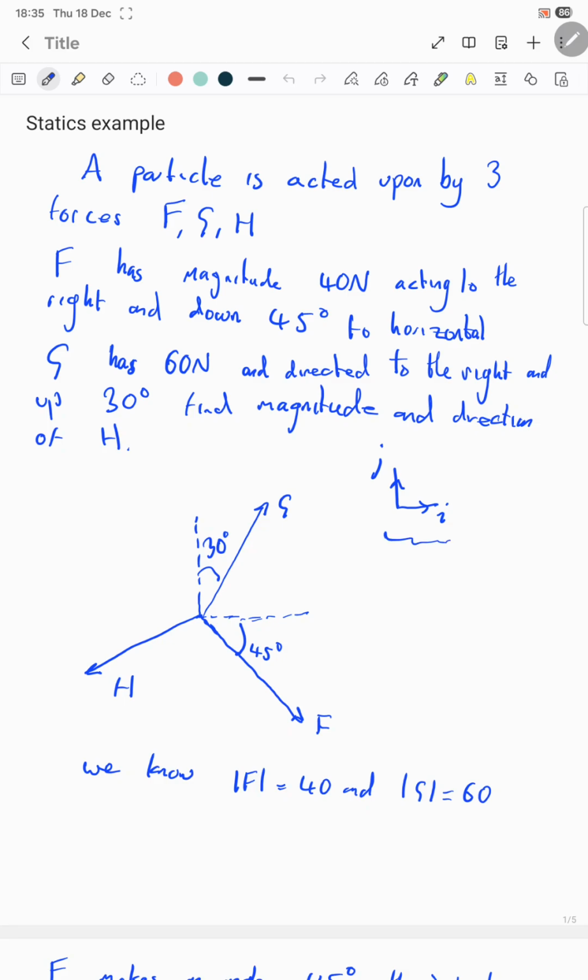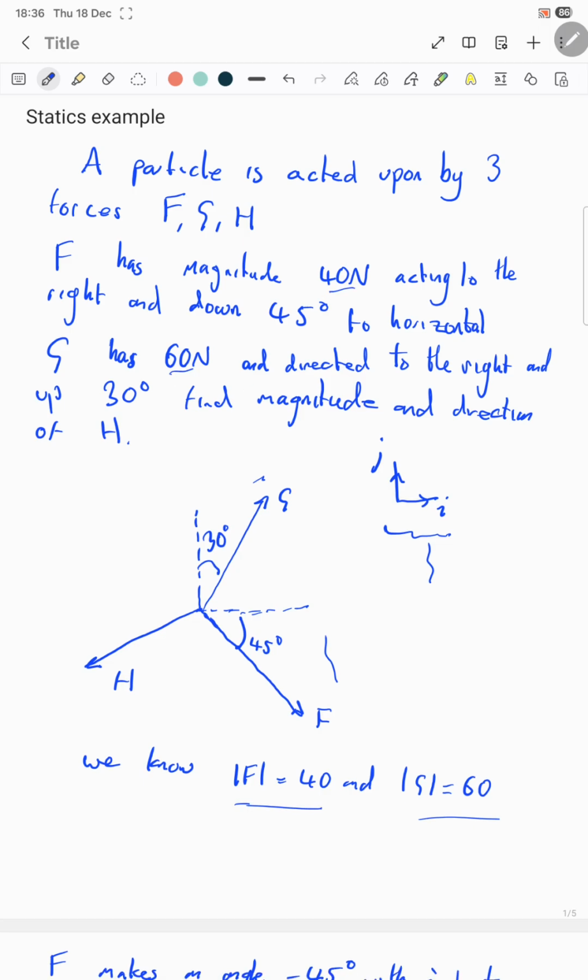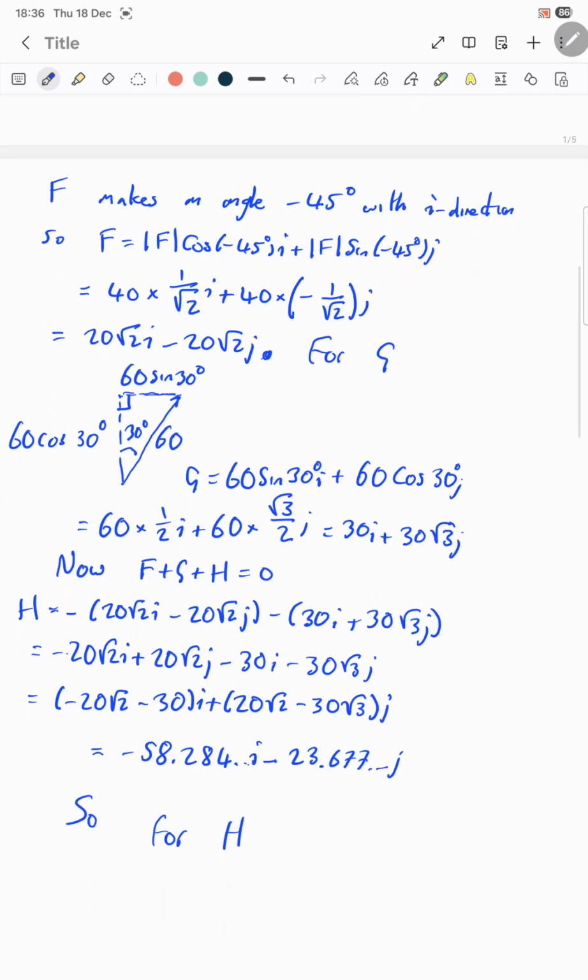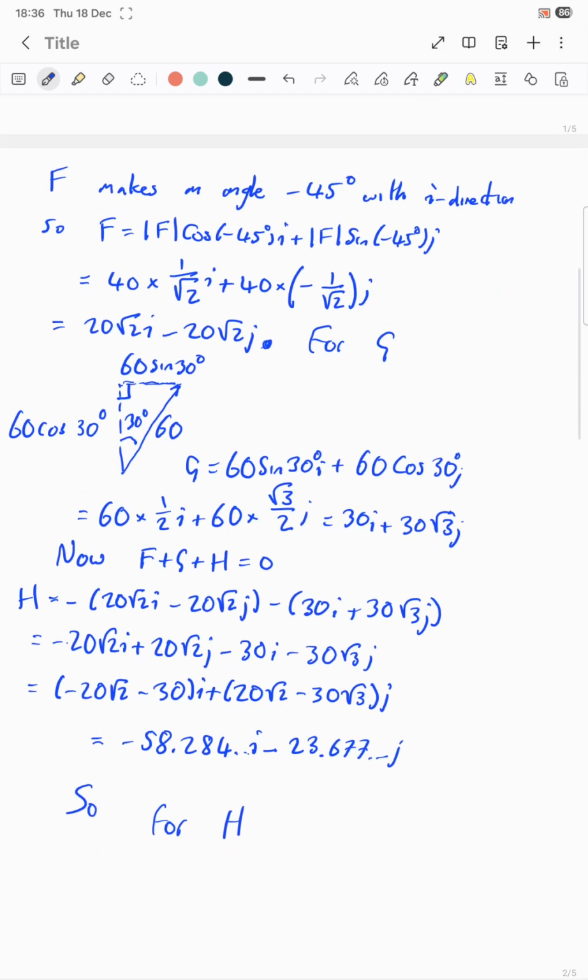Here our axes are I and J, this is just to show our direction for our axes. So G is here, going upwards, like we said, 30 degrees, and the F is going down from our I direction, going down here by 45 degrees. So we know that our magnitudes of F equals 40 and G equals 60, because these are our magnitudes here in newtons. So moving on, F makes an angle of negative 45 degrees to the I direction.